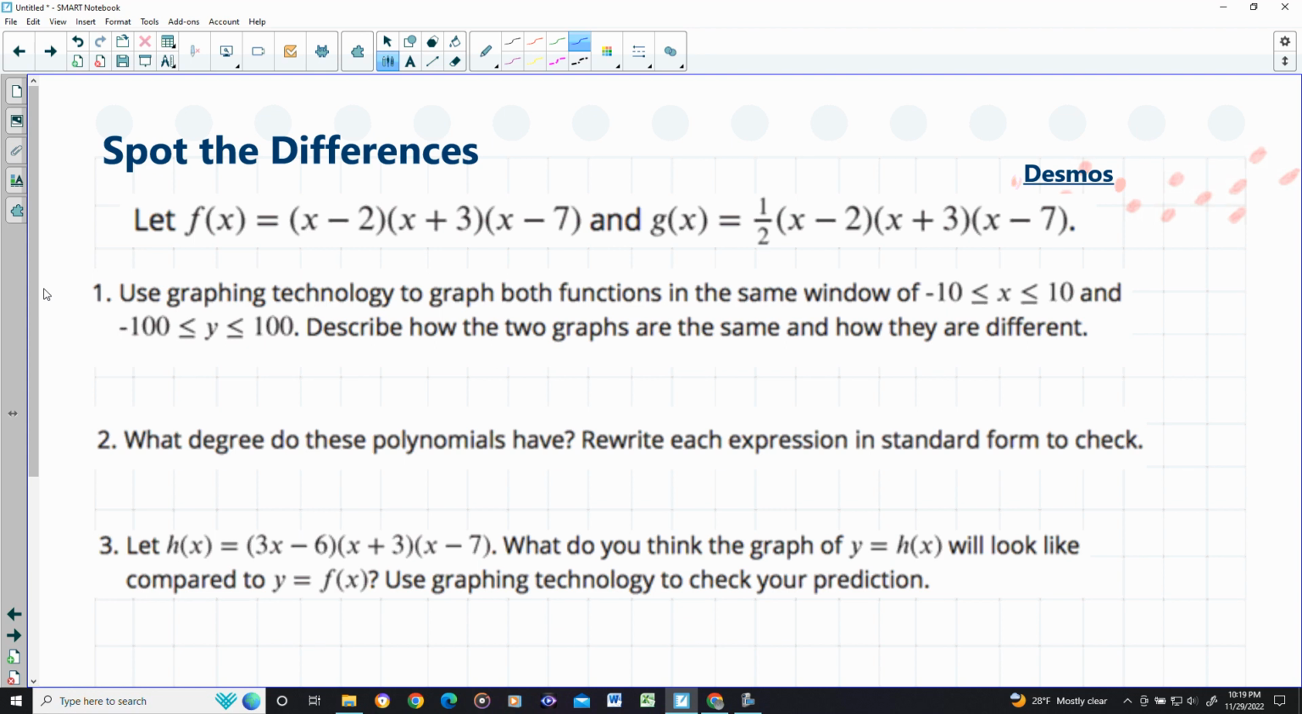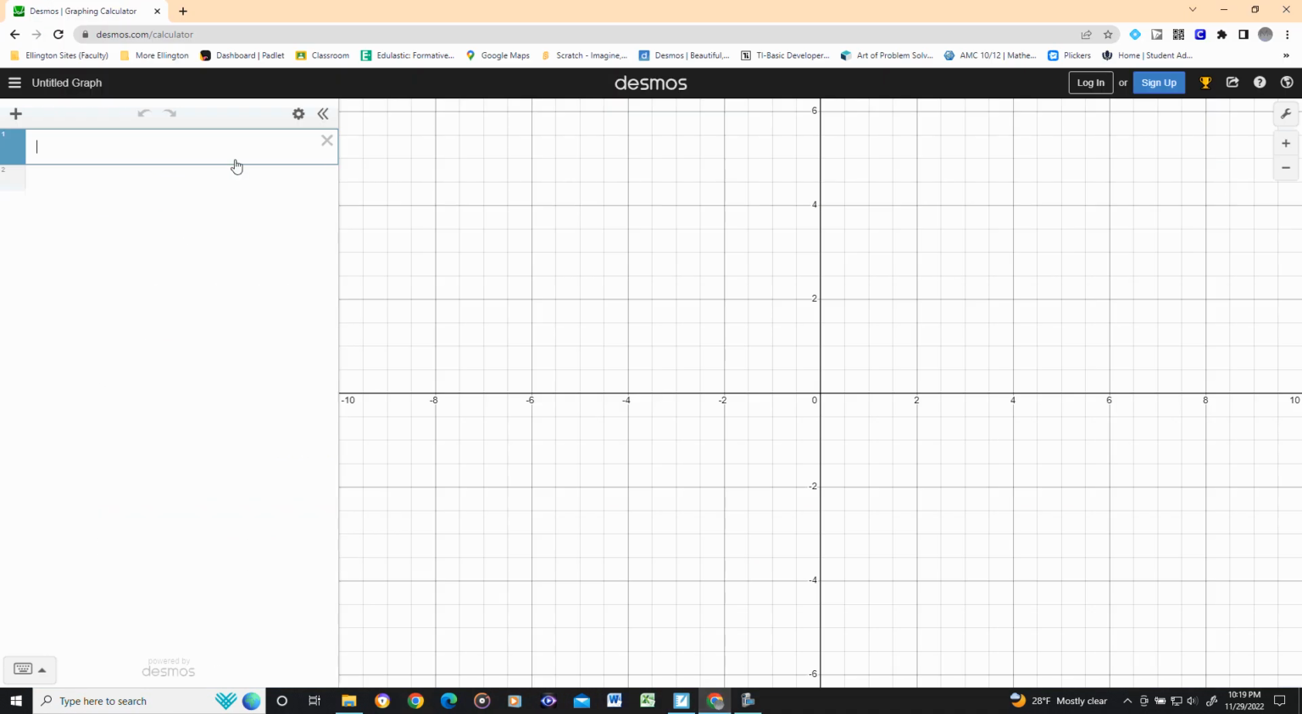All right. Let's look at this function here. Same thing, right? Except for the 1/2. So f and g are almost the same. They have the same factors, but it's got the 1/2. If we use some graphing technology, let's graph these functions and see how they're different. I'm just going to hop over to Desmos and write it out.